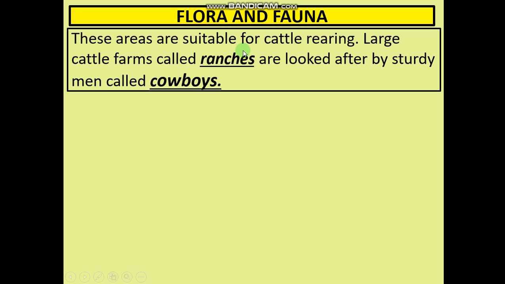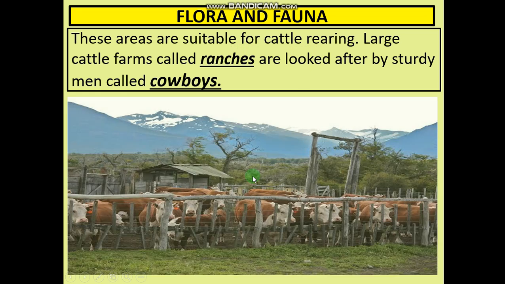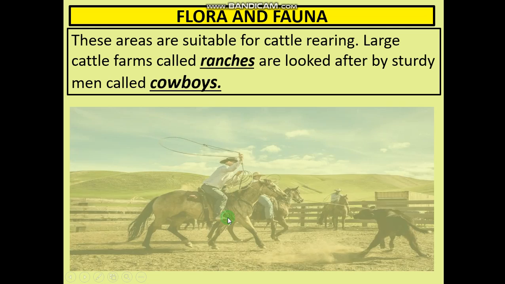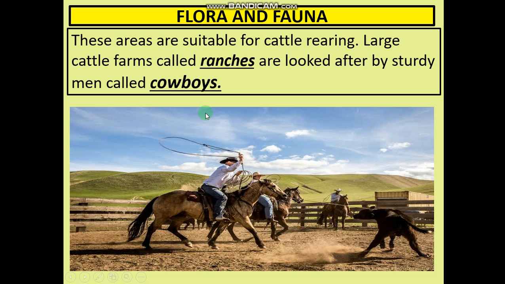These areas are suitable for cattle rearing. As you can see, the prairies are large lands of grasses, so it is suitable for these people to rear a lot of cattle. Large cattle farms are called ranches in America, and the people who look after these ranches are known as cowboys.